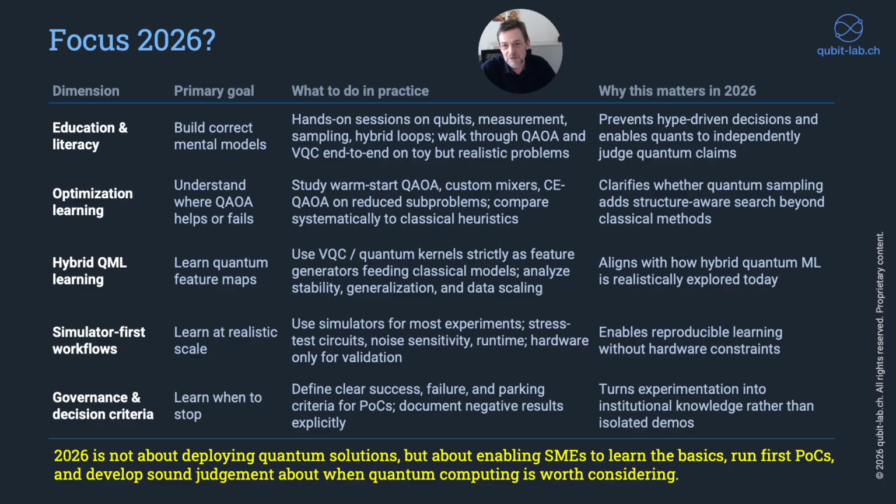If you ask what the right focus is for 2026, I'd say the answer is not deployment, but capability building. The priority is education, structured experimentation and learning where quantum methods help and where they clearly do not. That means simulator-first workflows, careful hybrid experiments, and clear decision criteria for stopping or scaling proofs of concept. Done right, this turns isolated demos into lasting institutional knowledge, and that's what you're looking for.